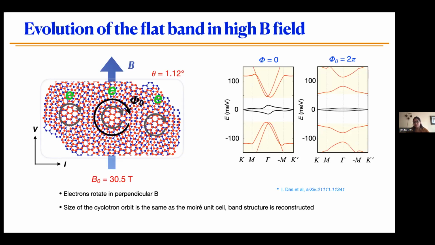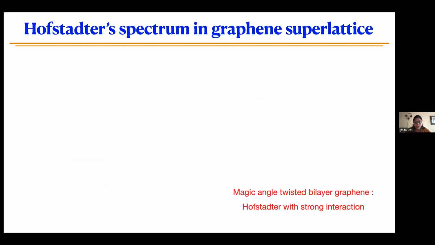So in the band structure, we have seen a similar feature. At zero magnetic field, again, you have a flat band, then you have dispersive bands. And also if you go to this 30 Tesla at 2 pi magnetic flux quantum, then you will again have a flat band, but probably the width of this band is different. And also the symmetry of the flat band at high magnetic field might be different, but qualitatively they will still have the strong correlation of the electrons inside the flat band, okay?